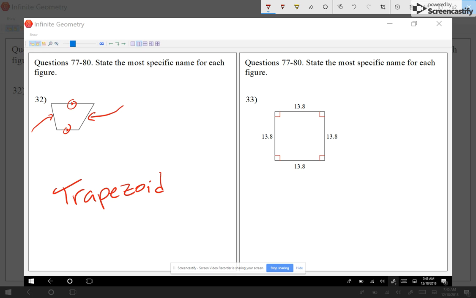Now, looking at number 33, I see that all the angles are equal. So that makes it a rectangle. I see that all the sides are equal. So that makes it a rhombus. A rectangle and a rhombus combined, we call that a square.